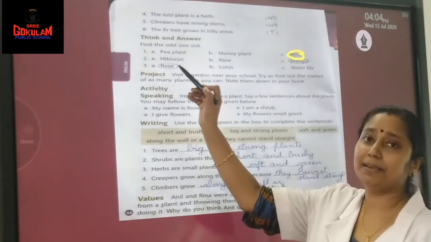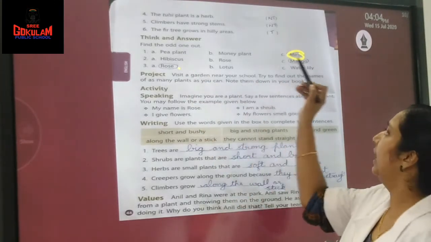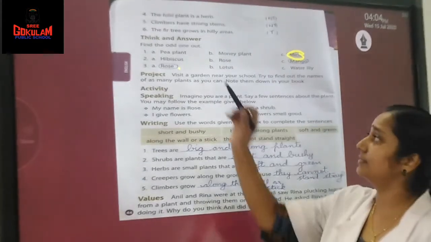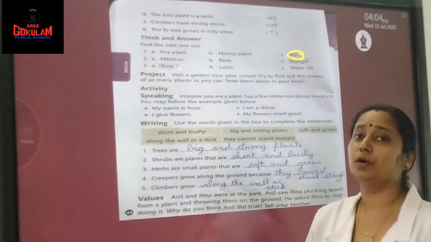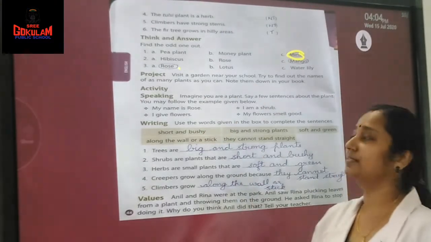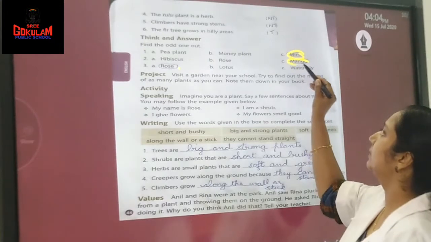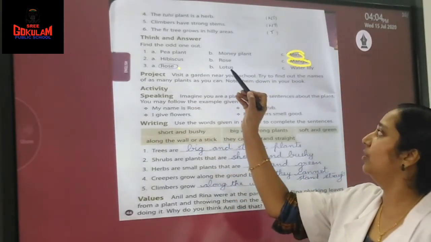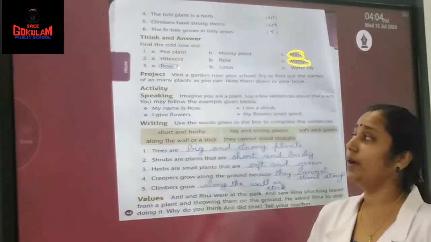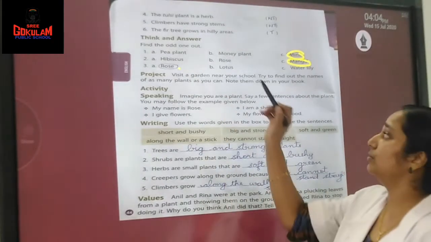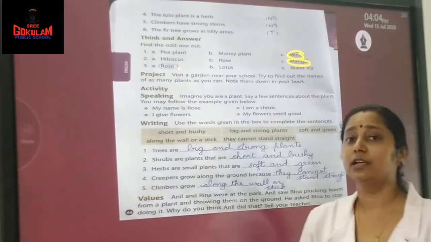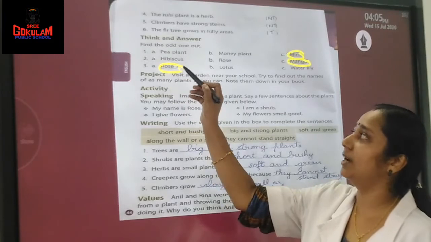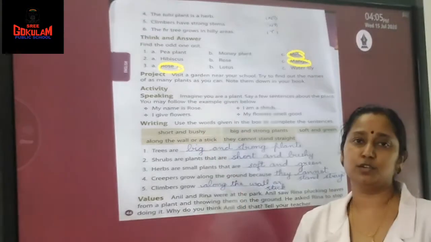Next one. Hibiscus, rose and mango. Why did teacher circle mango? Yes, hibiscus and rose both are shrubs and mango is a tree. So you have to circle mango. Rose, lotus and watermelon. Why did teacher circle rose? Because lotus and watermelon grow in water. Rose is a shrub. So you have to circle rose.